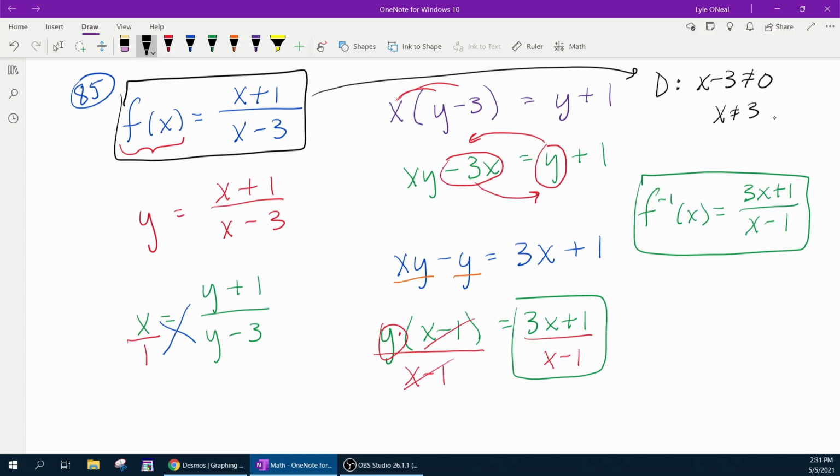So how do we want to write the domain? It doesn't specify whether the domain should be in set notation or interval notation. So what I'm going to do is express it in set notation. The domain is the set of all x such that x cannot be 3.